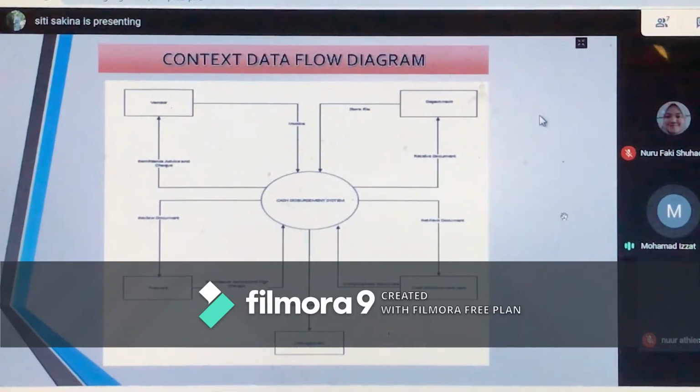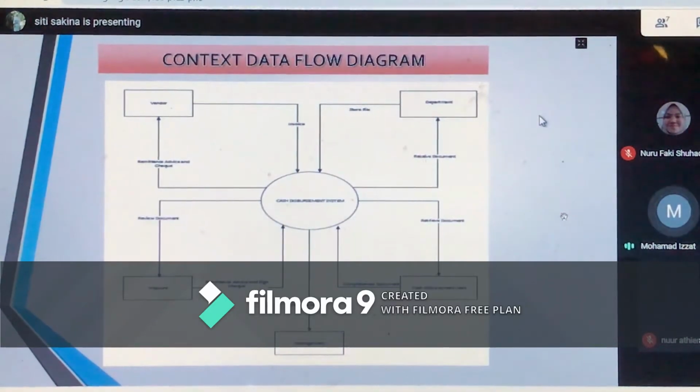The purpose of a data flow diagram is to make any person able to understand what the system is all about by just looking at the diagram. In the context DFD, we have only one circle. We name it system, which is the cash management system. First, the entity is the vendor that provides an invoice to the system. Then the system gives a check to the vendor.